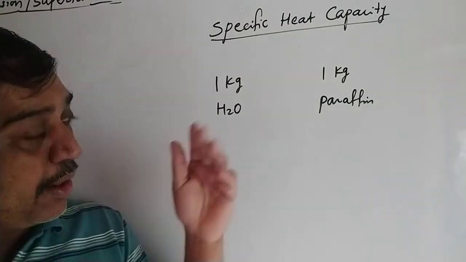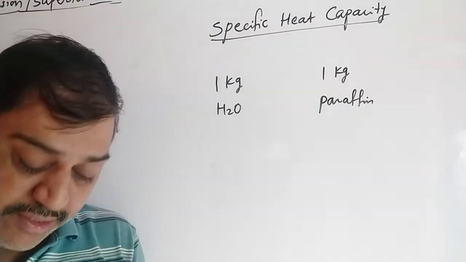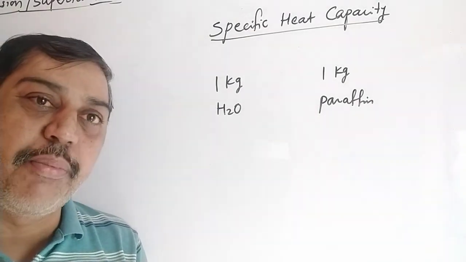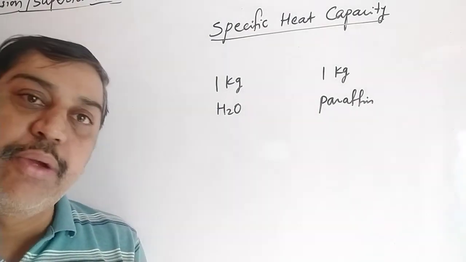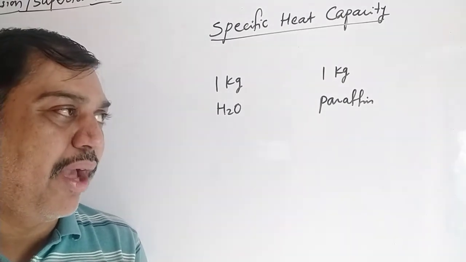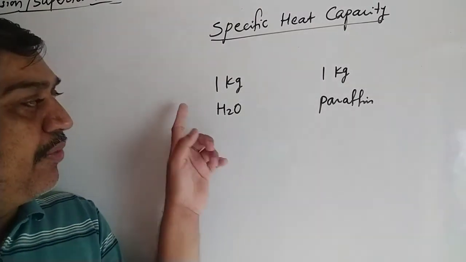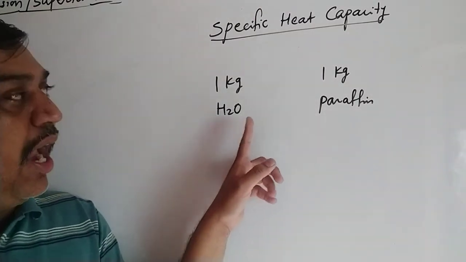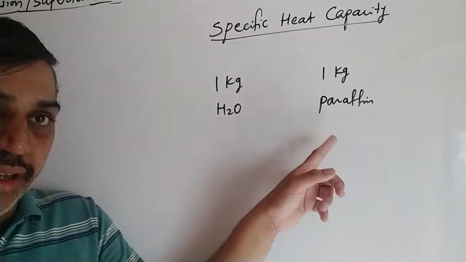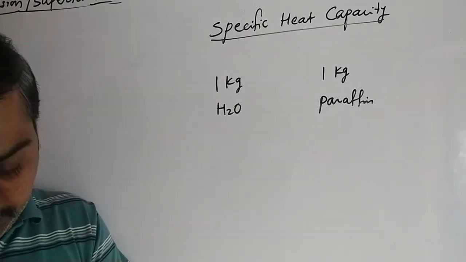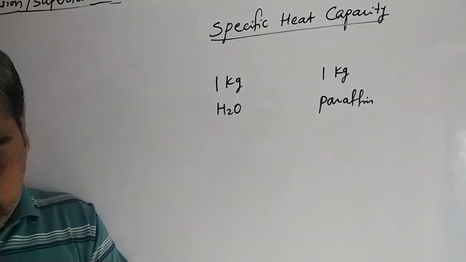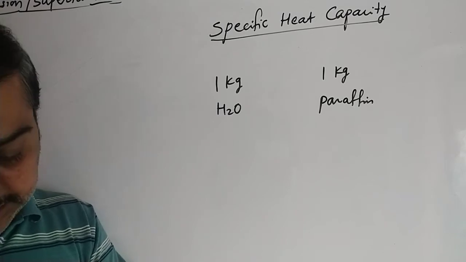Just a specific heat capacity. Under this, first we have to see specific heat capacities of solids and liquids. Then we go for gases. Specific heat capacity of solids and liquids. In that, they have taken an example. If we have 1 kg of water and 1 kg of paraffin, and we have the heater.